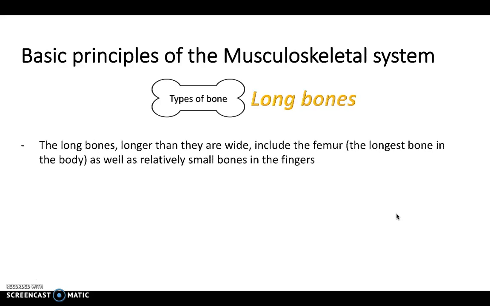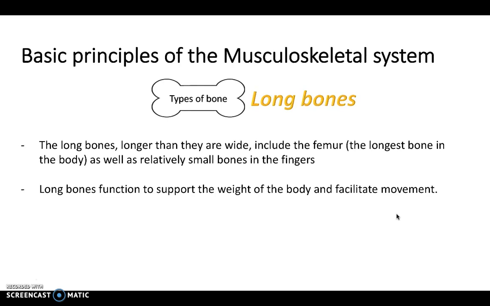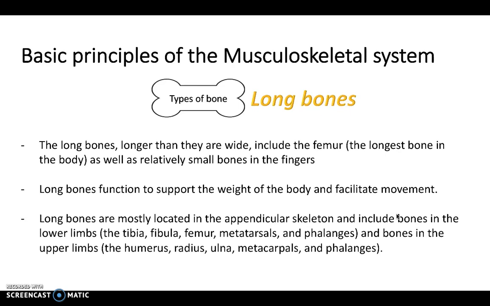Next we have long bones. So these are longer than they are wide. It seems an obvious definition, but that's the definition of a long bone. And it includes the femur, so this is the longest bone in the body, as well as some other relatively small bones in the fingers. So the long bones function to support the weight of the body and facilitate movement. And they're mostly located in the appendicular skeleton, and that means it includes bones that are in the lower limbs and the upper limbs.